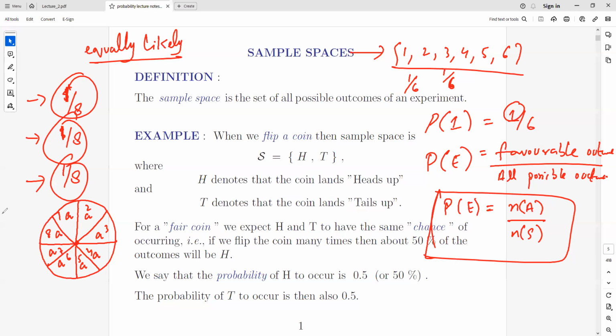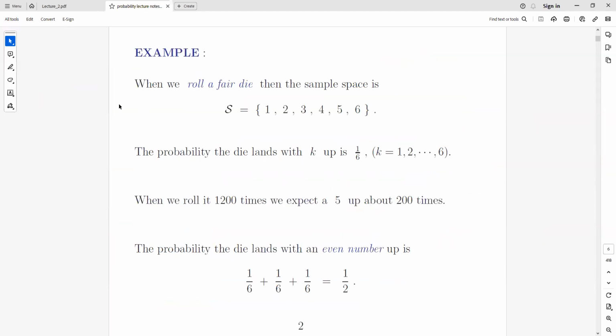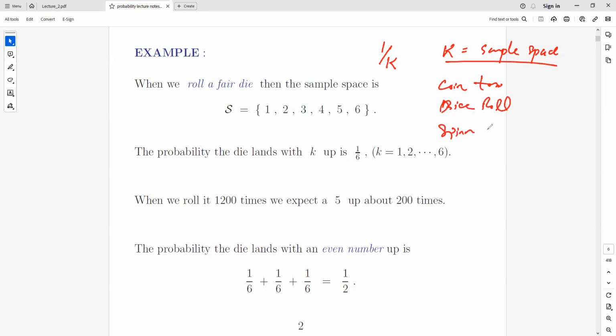So these are some classical examples we can think about. And we can also write it this way: the probability is 1/k, where k is nothing but the sample space, or all possible outcomes, right? So in the case of a coin toss, or a dice roll, or spinners, or maybe some more cases where we have equally likely outcomes, we have this probability for every sample point. Okay.